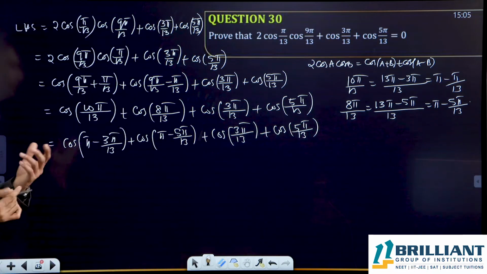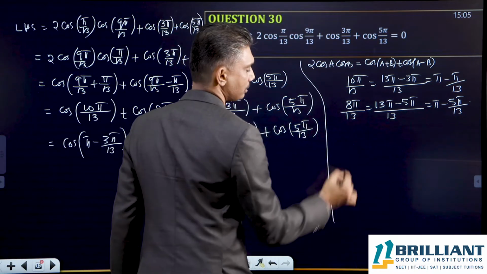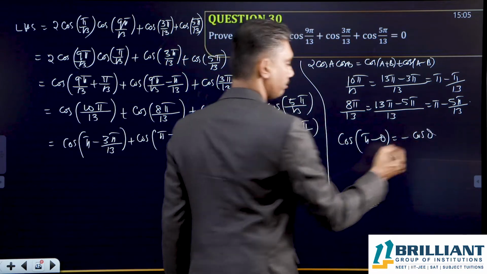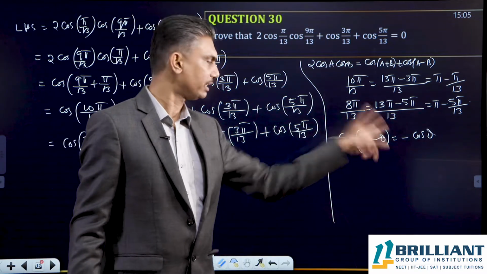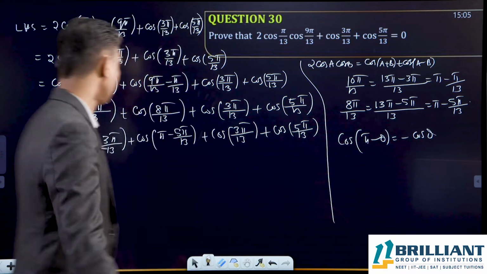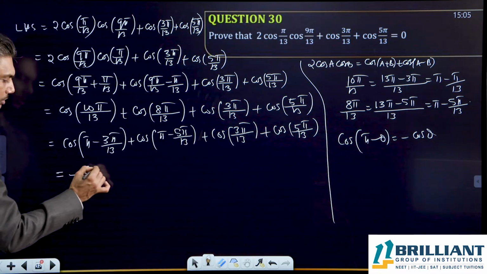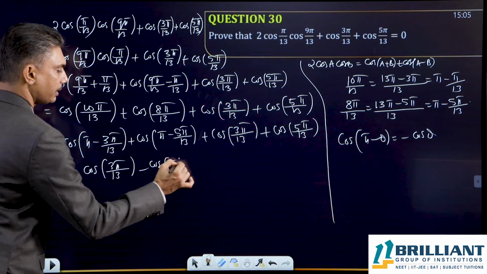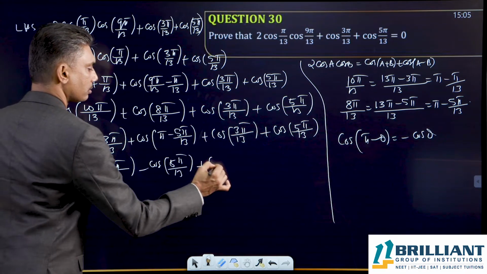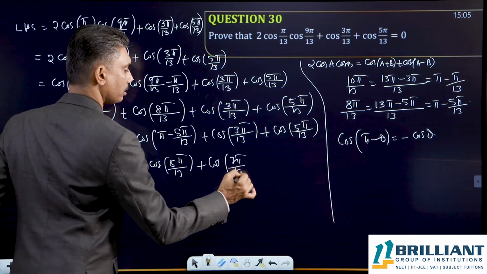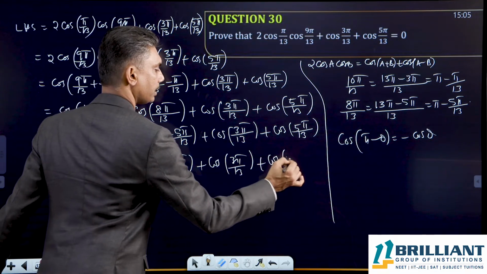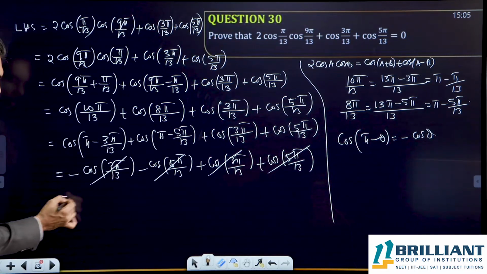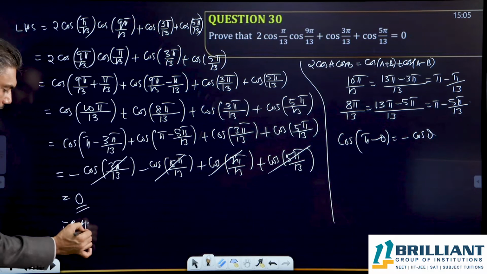Now, again cos pi minus theta, without this one you cannot survive. Cos pi minus theta equal to minus cos theta, because pi minus theta is in the second quadrant, where cos is negative. So, this is equal to minus cos 3 pi by 13 minus cos 5 pi by 13 plus cos 3 pi by 13 plus cos 5 pi by 13. Cancel, cancel, equal to 0, equal to RHS.